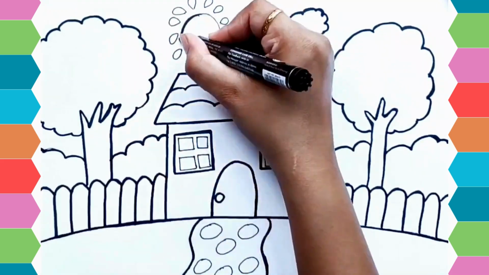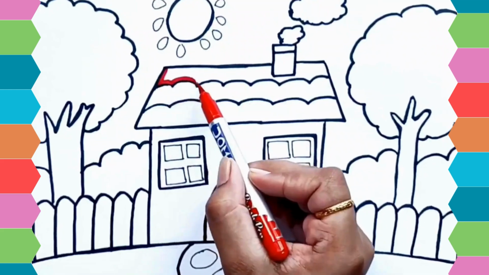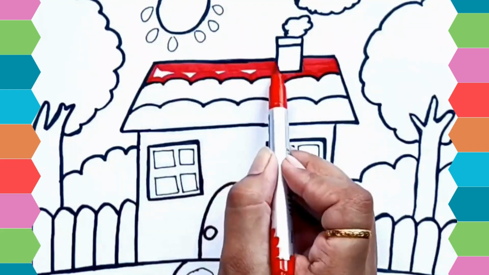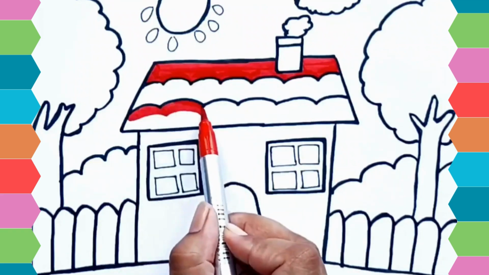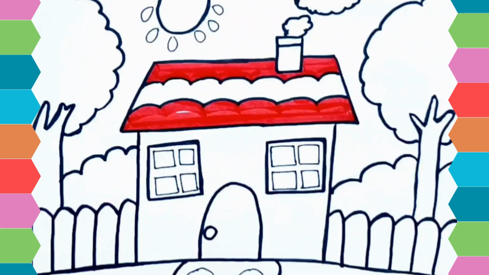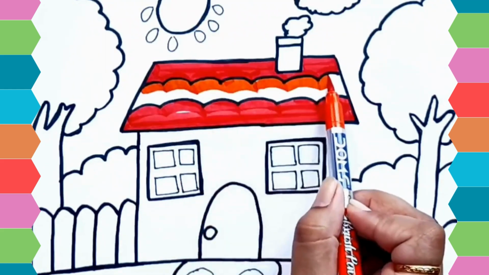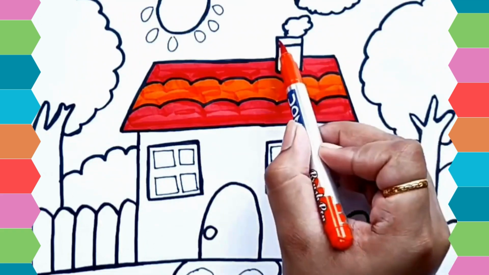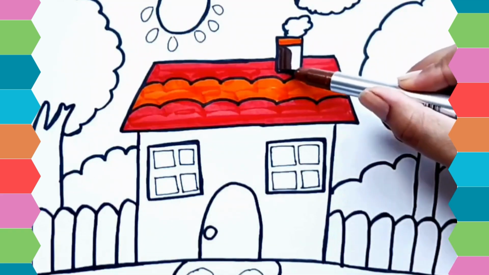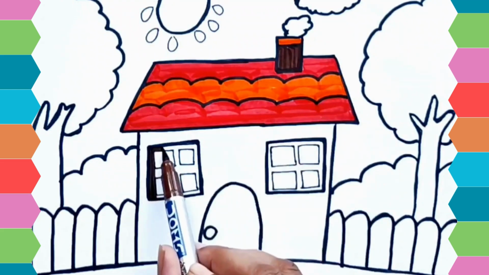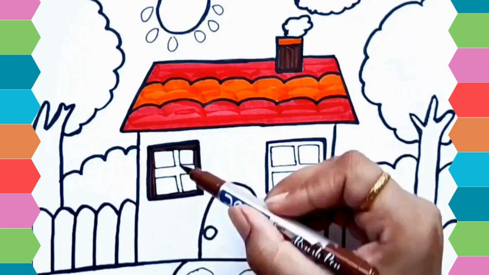Now, we will fill different colors in our drawing. First, we will color the roof red and orange. Now, we will color the chimney brown. With chimney, we will also color the window's frame and door brown.